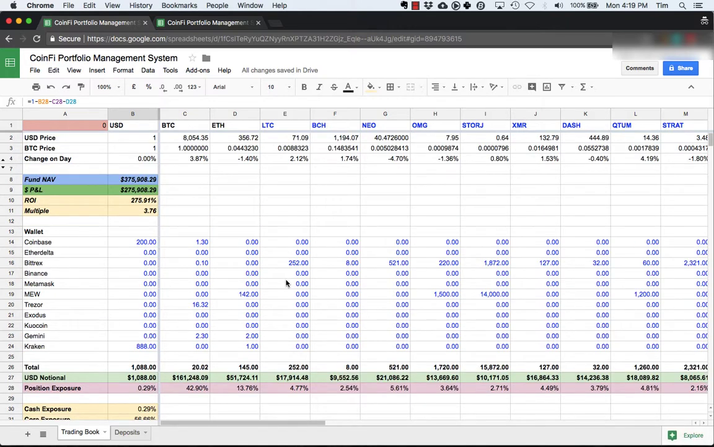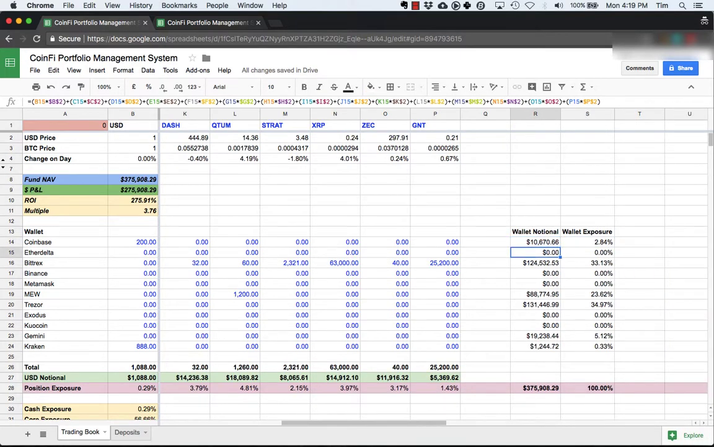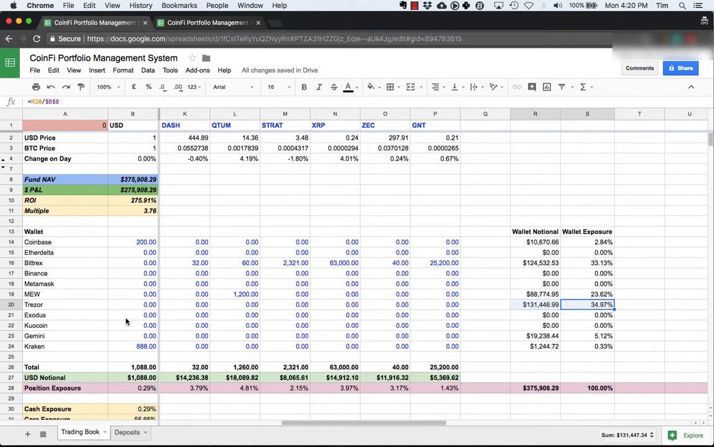Now, what's also very important is if we look firstly on the right-hand side, over here, this will actually calculate what we call wallet notional. So we'll work out exactly what percentage of your funds, so in this case 375,000, where are they split? So you can see a third, I've secured in Trezor, 34%.